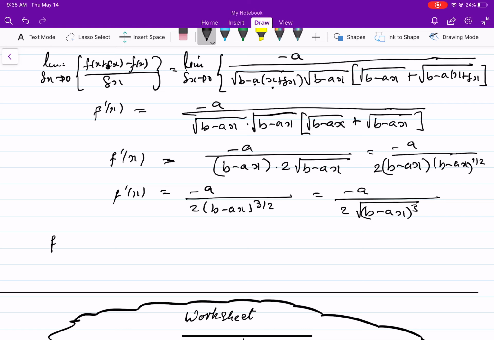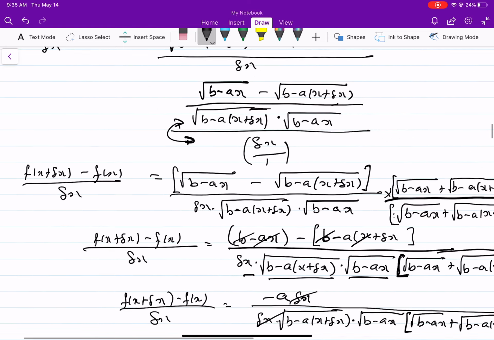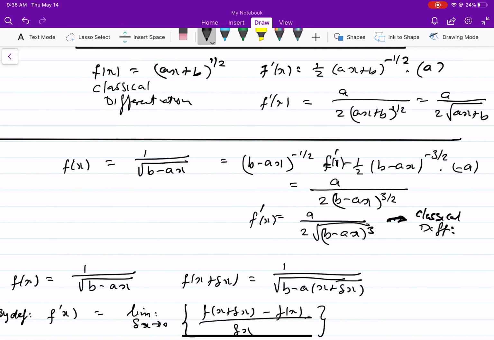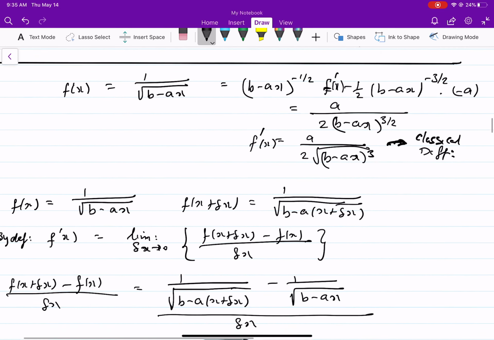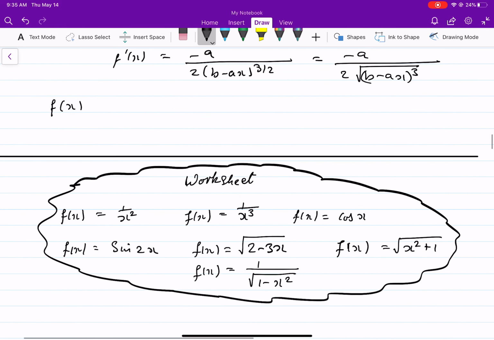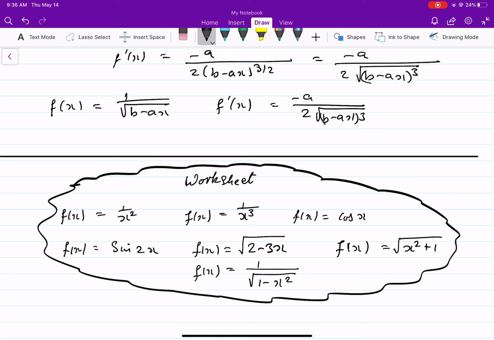So if I were to summarize, if f of x is 1 upon the root of b minus ax, f prime of x will give me minus a upon 2 times the root of b minus ax all cubed.